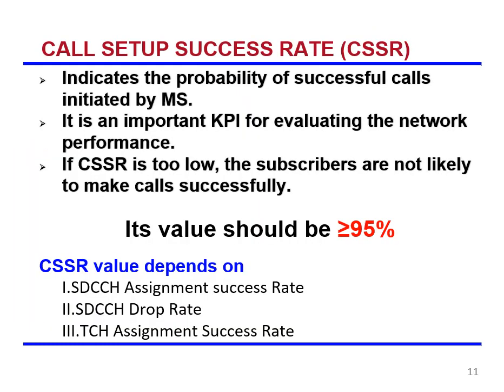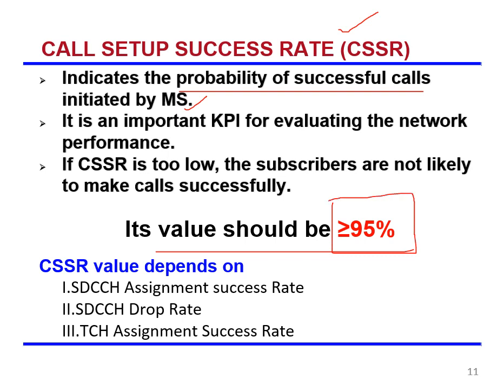And call setup success rate, another KPI. After SDCCH congestion rate, you have seen TCH congestion rate. The next KPI is call setup success rate. The name itself indicates how many successful calls there are in your network. So it indicates the probability of successful calls by a mobile station. Obviously the success rate should be as high as possible. What is the benchmark? It should be greater than or equal to 95%. This should be remembered.